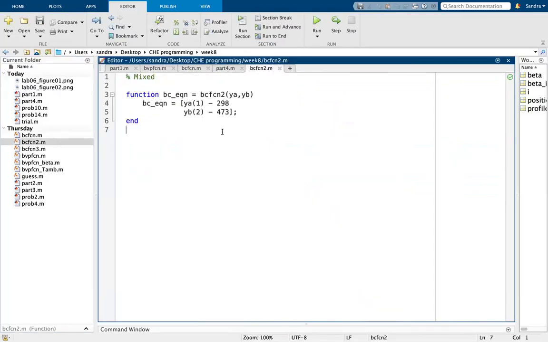So what do I do? Here, the first condition is the same, right? The temperature at the first point minus 298 is equal to 0. But in the next part, what happens? I'll just show it to you again. I hope you remember what I said. YA is there, which will have two values, temperature and dT by dx.